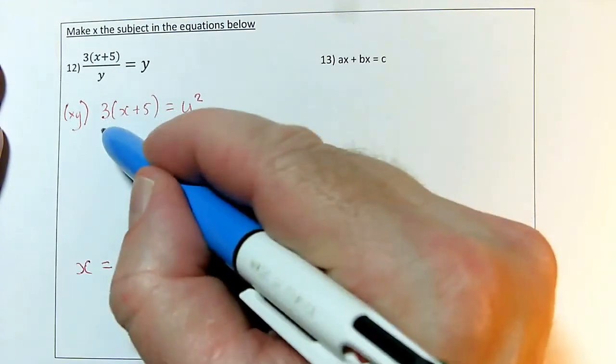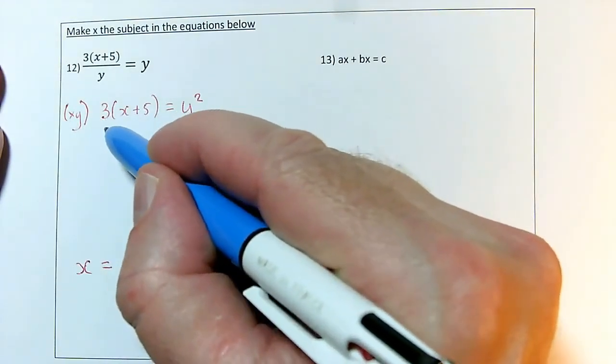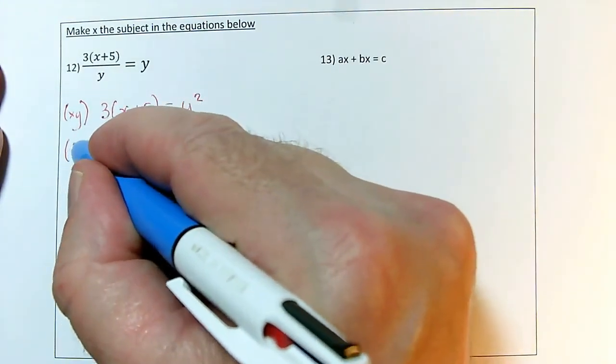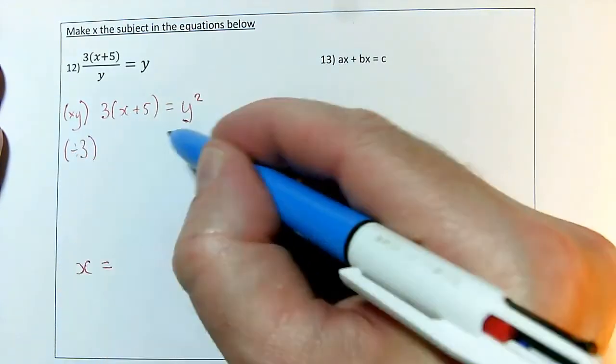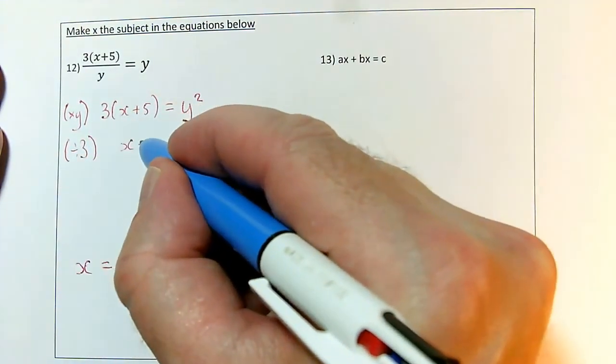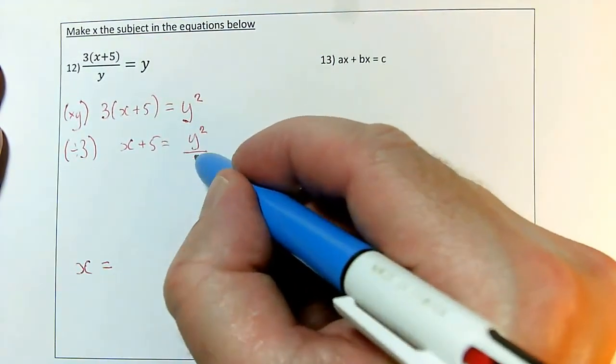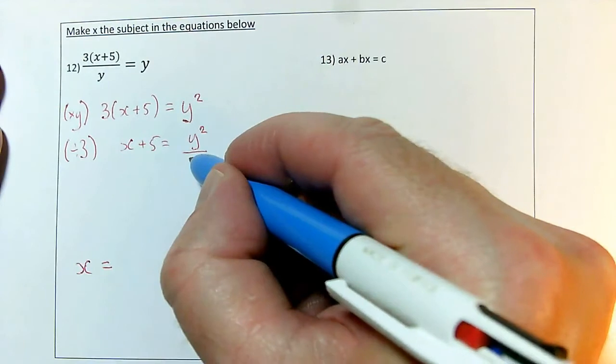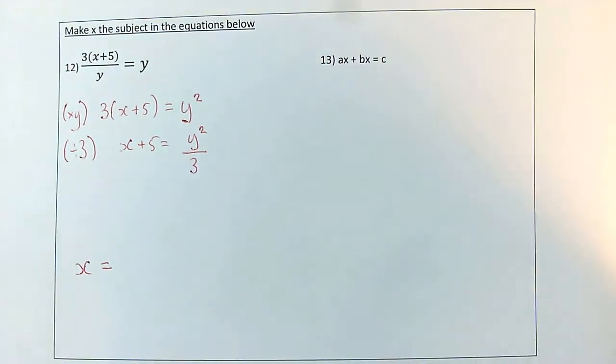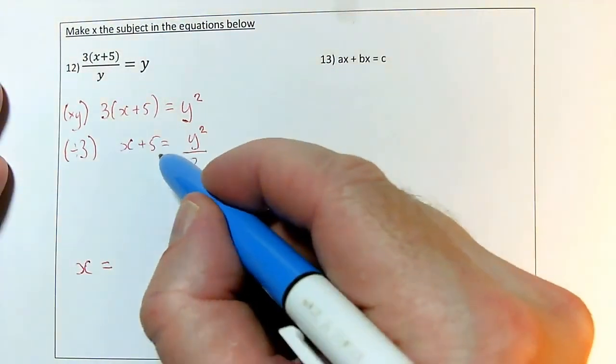Well, I've got brackets. Outside that bracket I've got a 3, which is times 3. I have to get rid of that by dividing by 3. So dividing both sides by 3, I'm going to get x plus 5 equals y squared, and I need to divide that by, well, I'm dividing both sides by 3, so I divide it by 3. And then finally, I need to make this plus 5 go away.